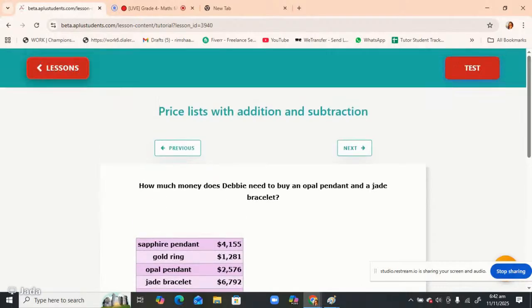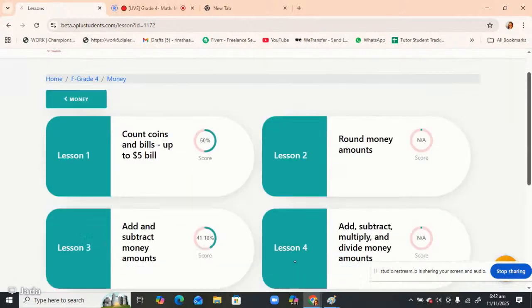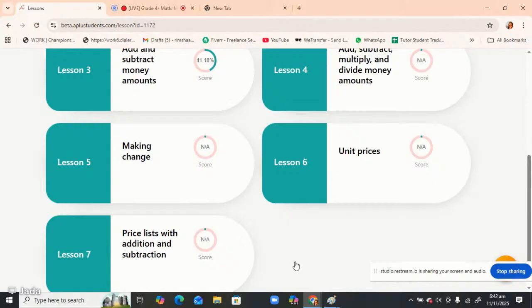Hope you guys understand this lesson as well. So today we discussed the chapter money, and the lesson today we covered, that is making change, unit prices, price list with addition and subtraction. So you guys make sure before starting the next session you practice all these questions regarding all these lessons.